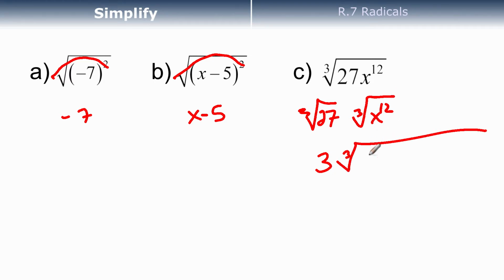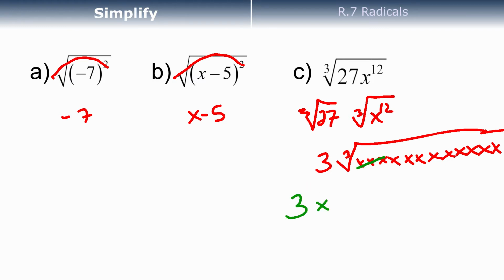And just show you that x to the 12th means you've got 12 x's inside. Okay, how many is that? 6, 7, 8, 9, 10, 11, 12. Okay, so there's 12 inside. So for every 3 that are inside, I can take 1 out. There's 3. I bring 1 x out.